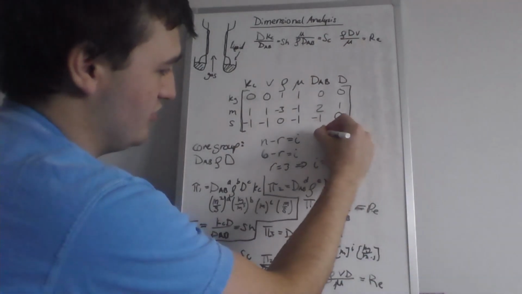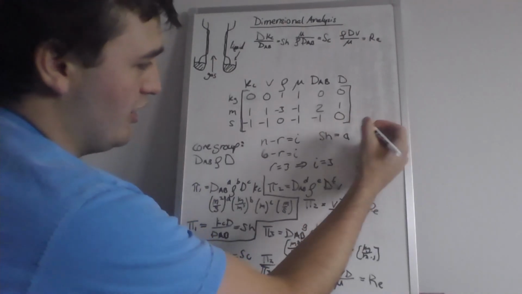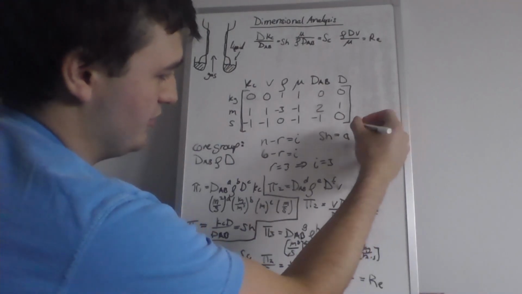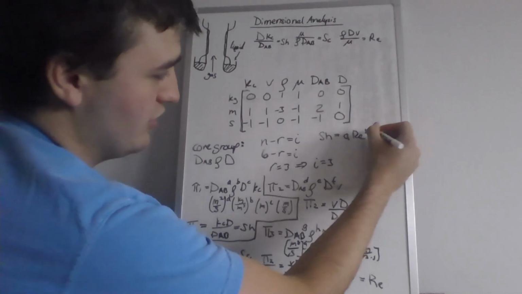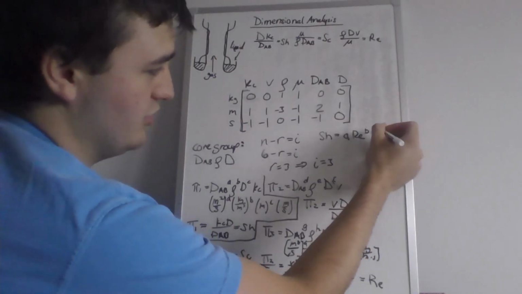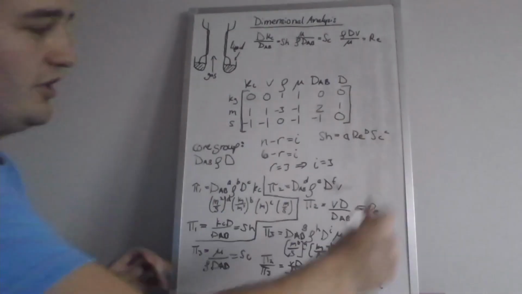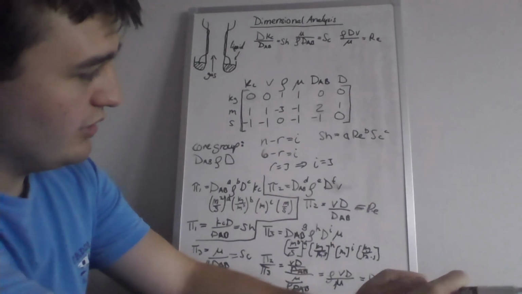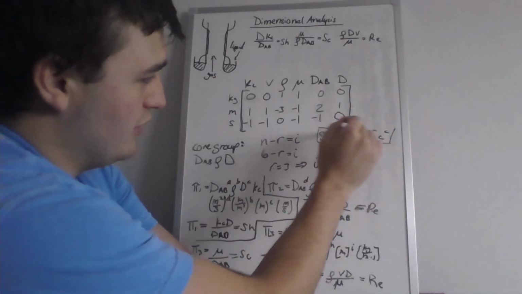In this case, the Sherwood number is equal to the coefficient, and then we have the Reynolds number raised to some power to be determined by experimentation, times the Schmidt number raised to some power c. So this is the relationship we're going to be taking a closer look at in the coding section.